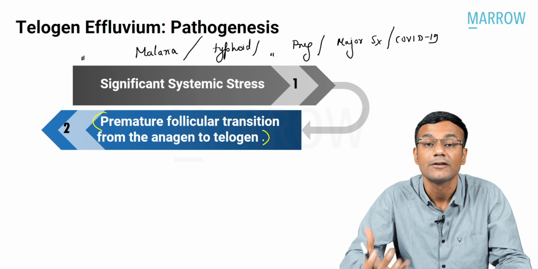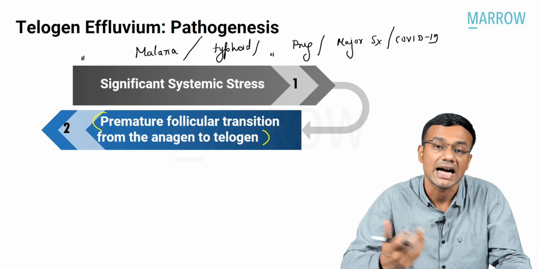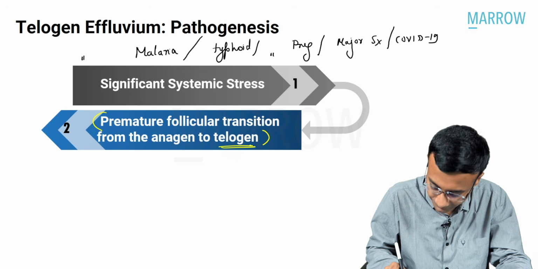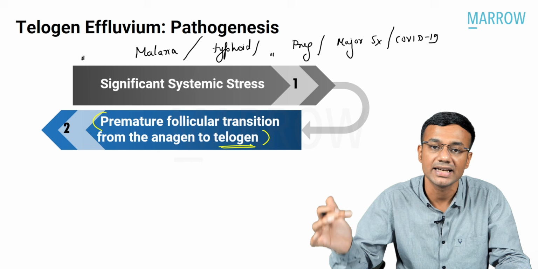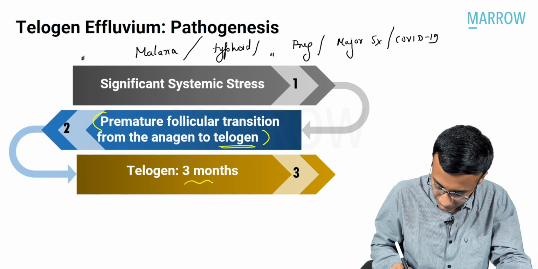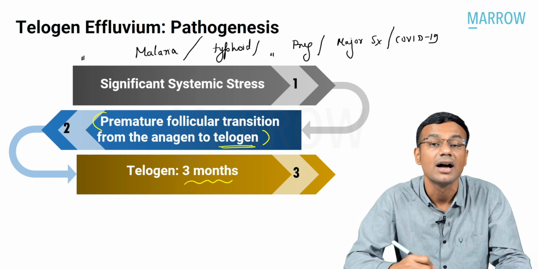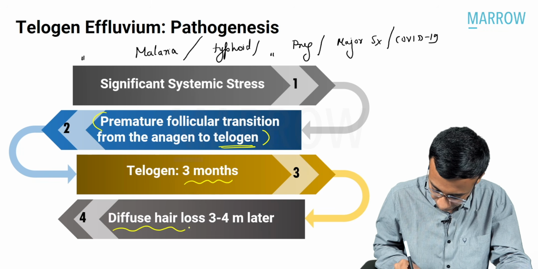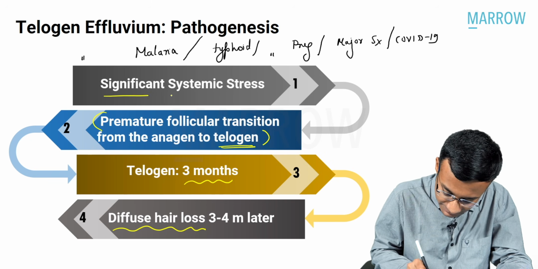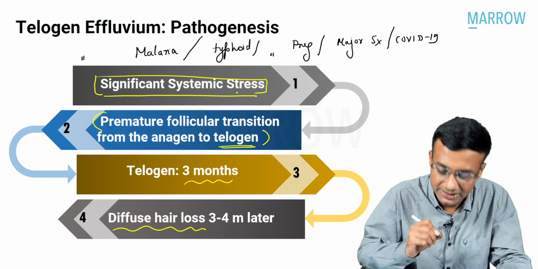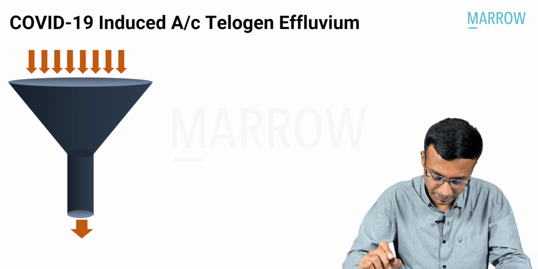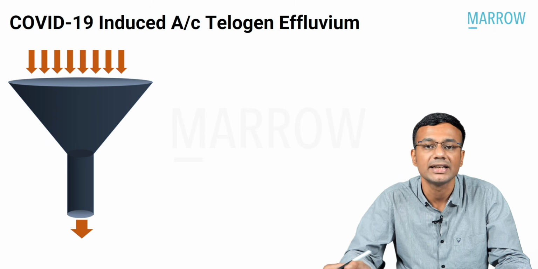Suddenly, from the growth phase, the anagen phase, as a response to stress, the hair goes to the resting phase, which is called the telogen phase. And we already know in the hair cycle, once the hair prematurely goes from anagen to telogen, it remains in the telogen phase for 3 to 4 months. That is why after 3 to 4 months, there is diffuse hair fall. So diffuse hair fall 3 to 4 months after a significant systemic stress is in favor of a diagnosis of telogen effluvium.